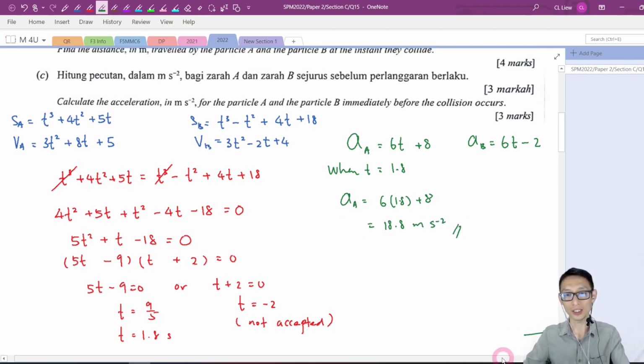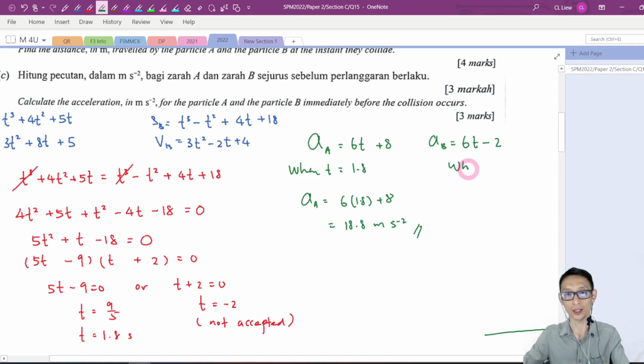Now let's do the same thing for particle B. When t is equal to 1.8, the acceleration for particle B will be equal to 6 times 1.8 minus 2, which is equal to 8.8.